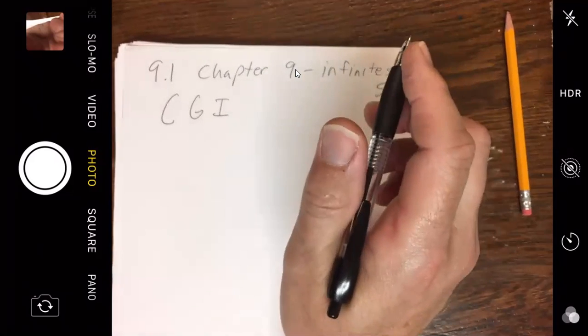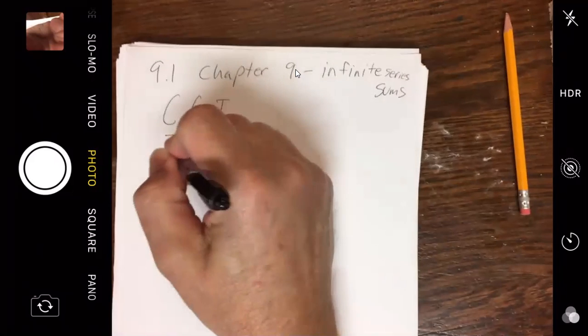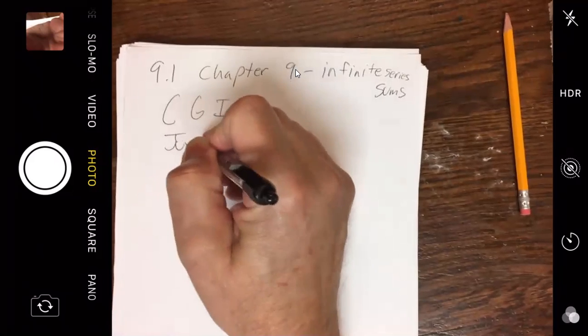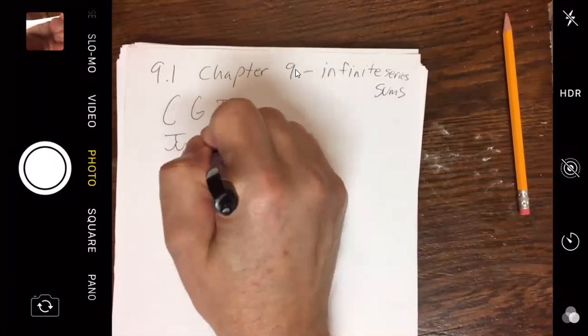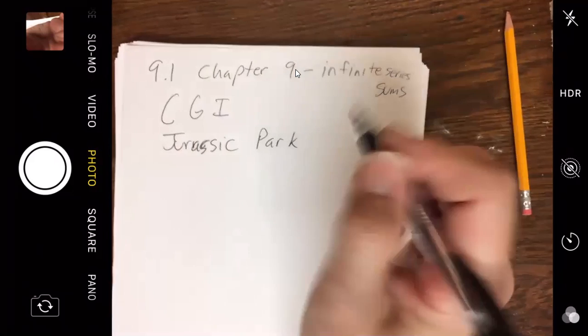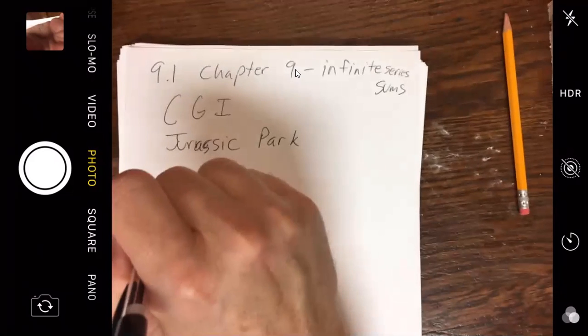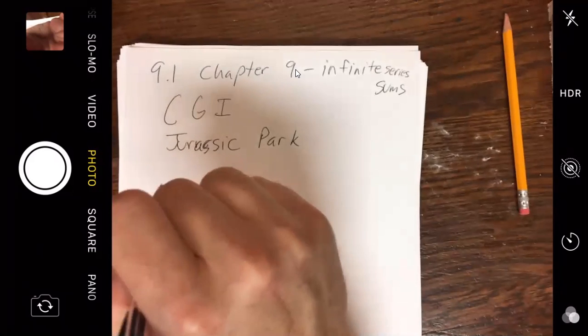The very first movie that came out that I can remember with this was the very first Jurassic Park. Can you spell Jurassic? Have y'all seen the original Jurassic Park? That's my favorite movie.